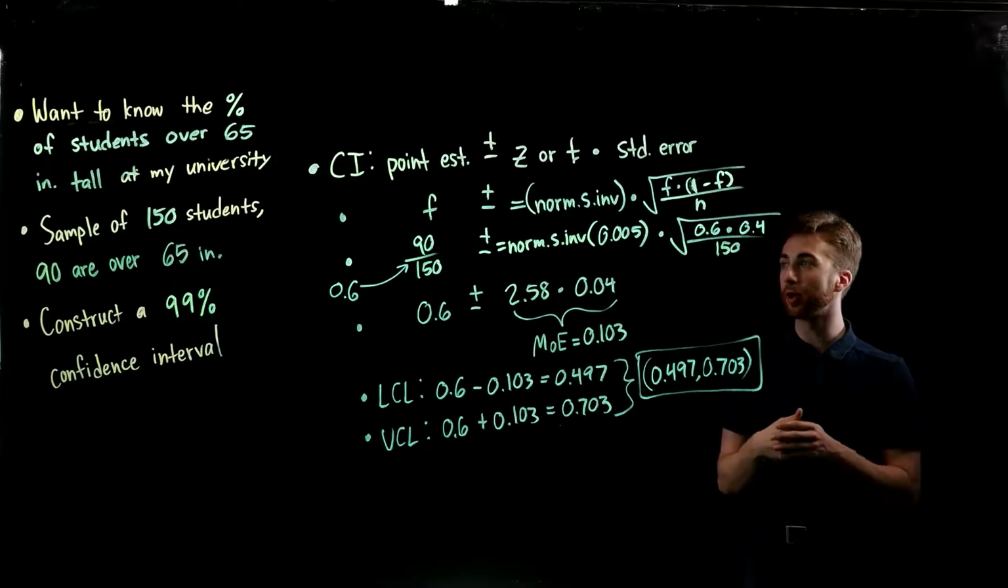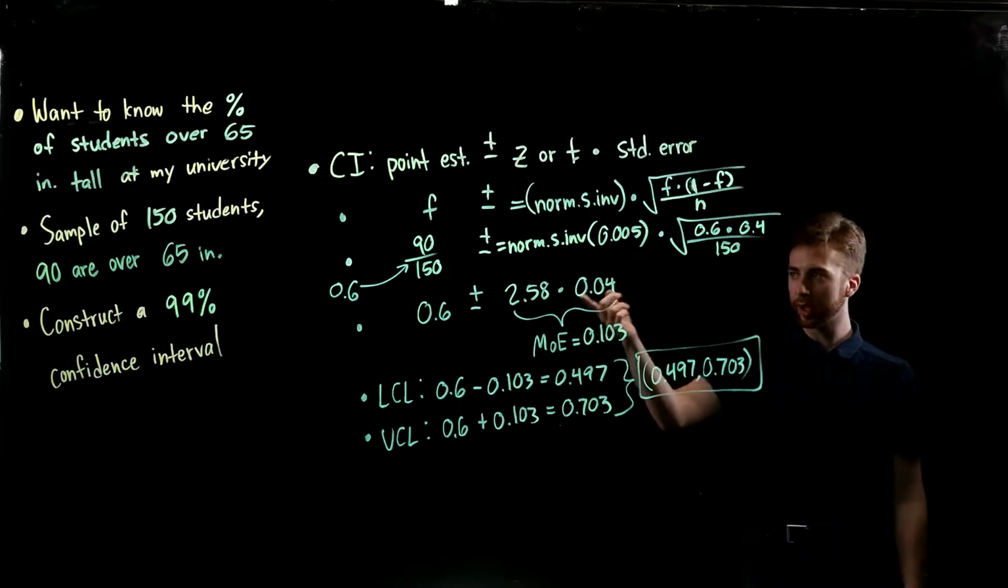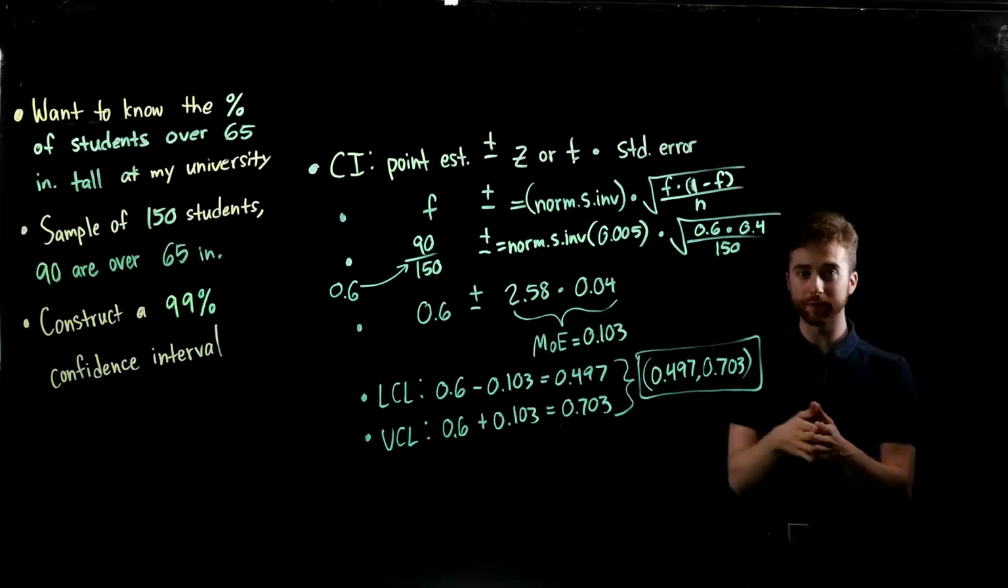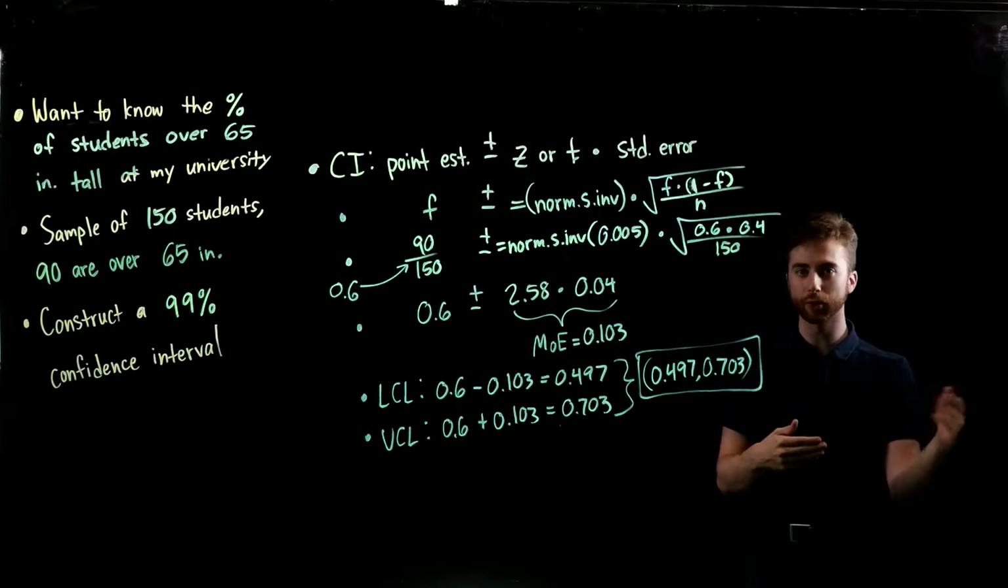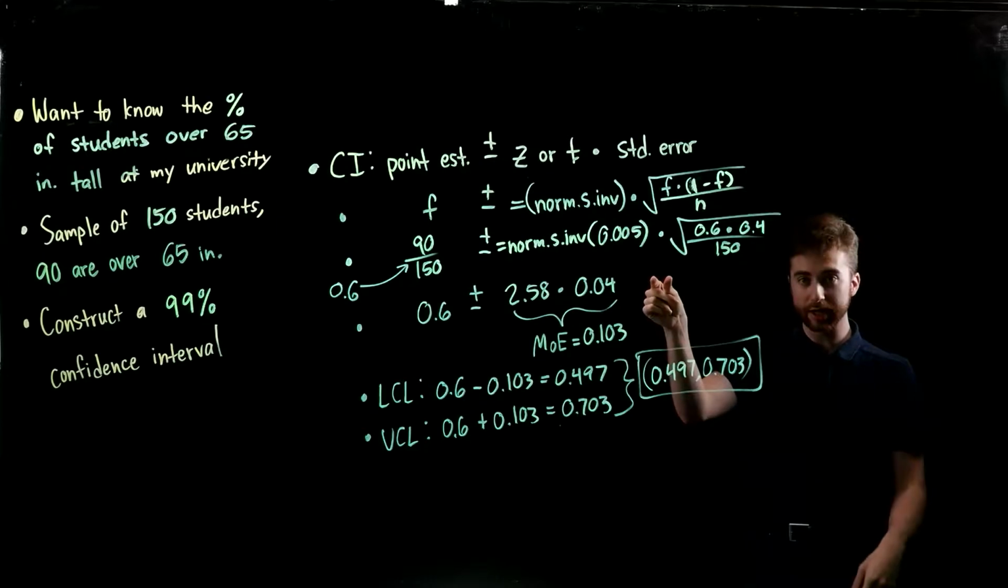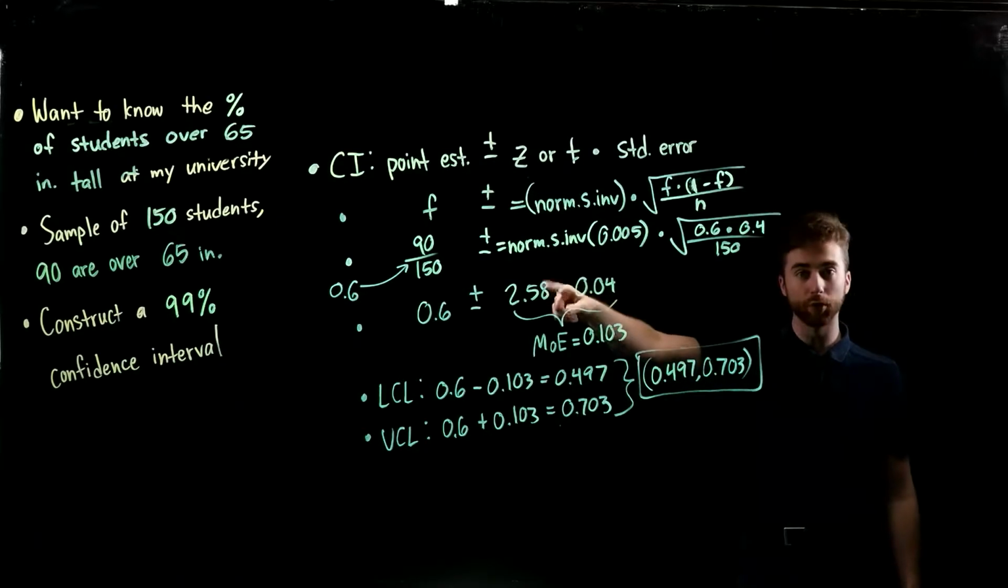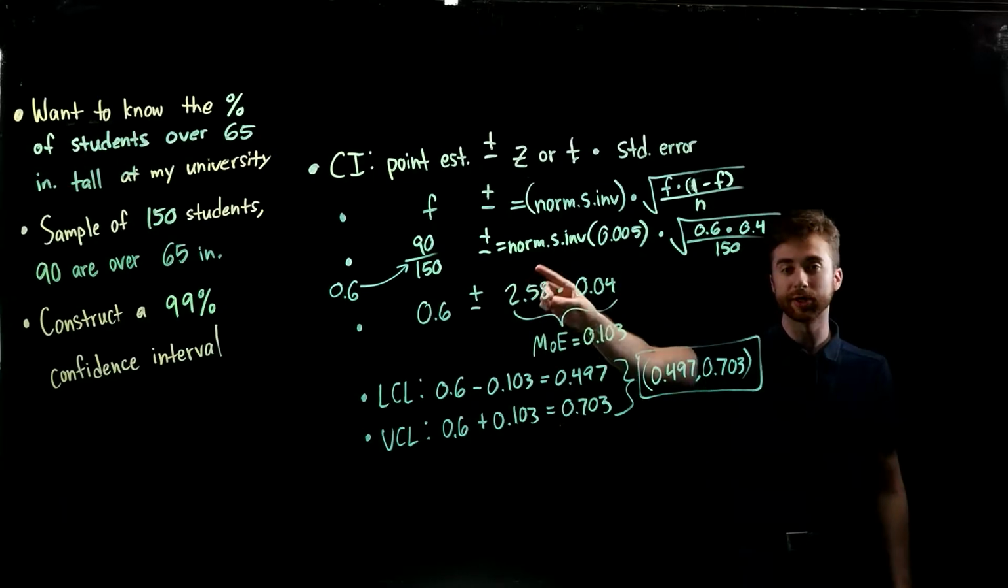because what we're interested in are students who are over 65 inches tall. Well, in our sample, 90 of them were over 65 inches tall. So if that's the criteria we're interested in, the people who are over that certain height, the part we're interested in out of the whole, which is the full 150 students we sampled, gives us our sample proportion, which I say right there is 0.6.